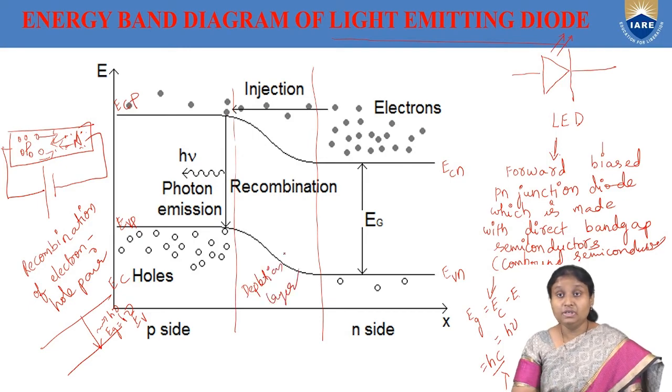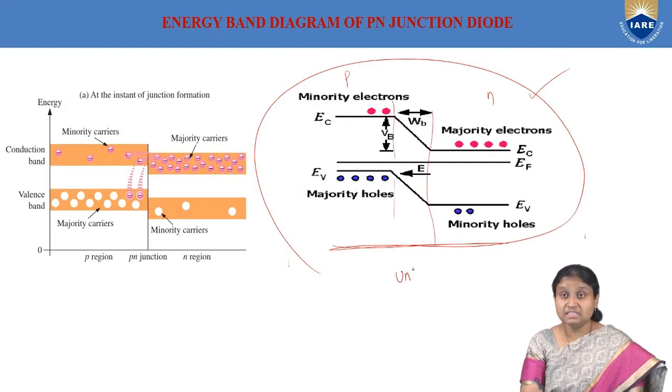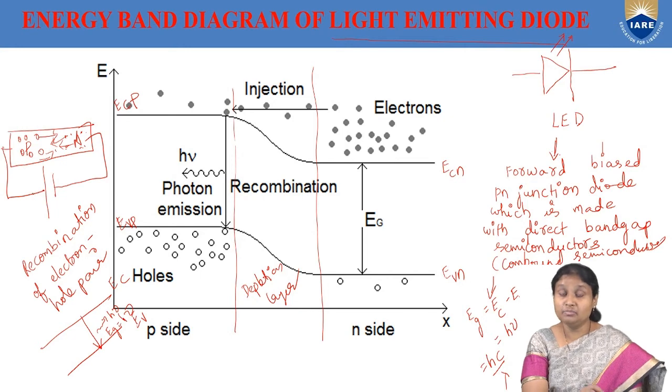First, when we don't apply any biasing, as seen in this figure, this is the unbiased PN junction. In an unbiased PN junction, there are no charge carriers in the depletion layer. But once we forward bias the PN junction, charge carriers are repelled by the terminals of the battery and move towards the depletion layer. So if you observe this energy band diagram of the PN junction diode, what exactly is happening?